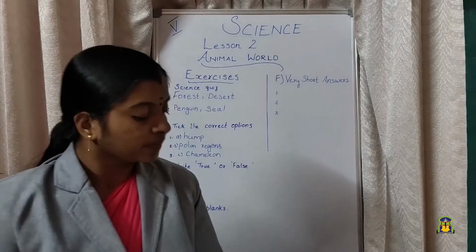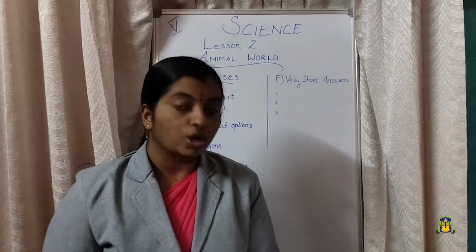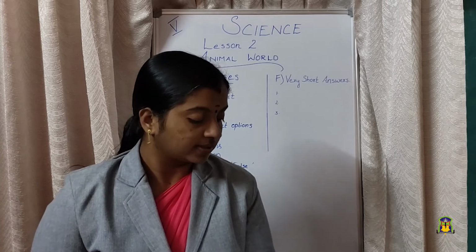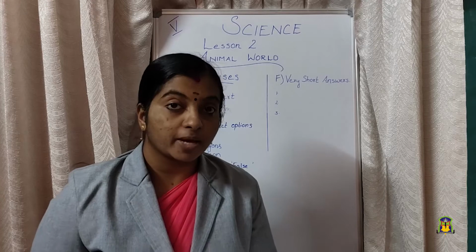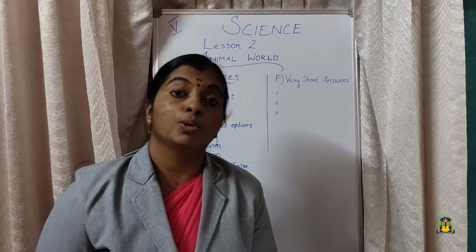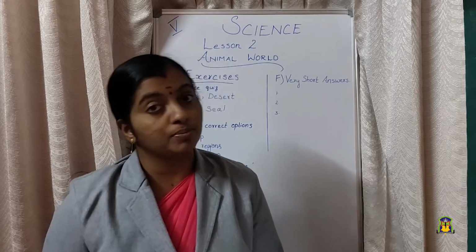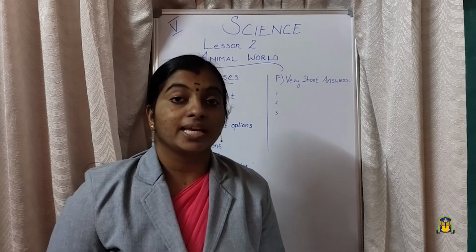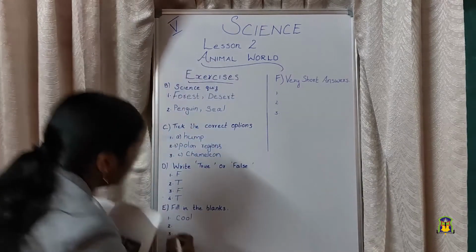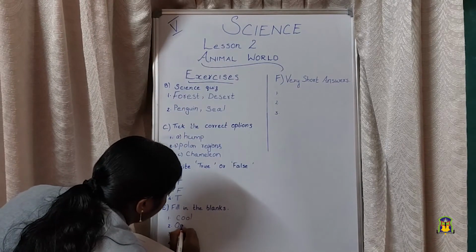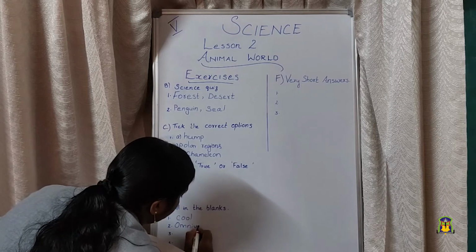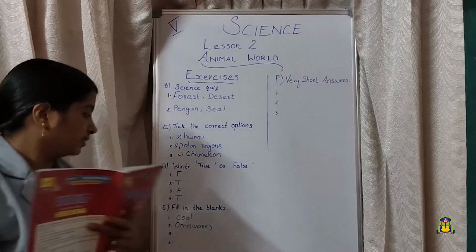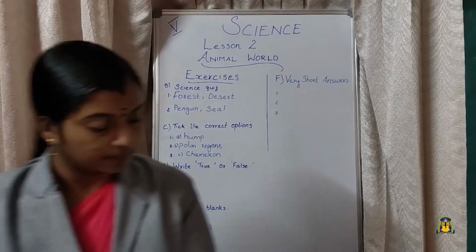Next question. Bear and crow are called dash. Options, carnivores, omnivores. What is the food of bear? What is the food of crow? They eat both plants and animals, right? They eat both plant food and animals. So they are omnivores. O-M-N-I-V-O-R-E-S. They are omnivores.